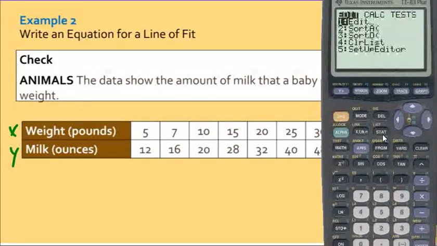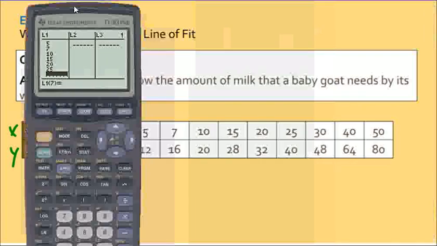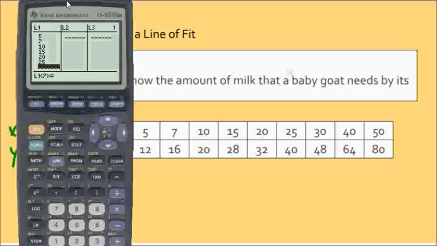So the first thing you need to do is hit Stat, go over to Edit, so hit Enter, and you want to make sure these are all clear. If you have data in there, just go to L1, hit Clear, and then hit Enter. And your weight would be your L1, so I do 5, Enter, 7, Enter, 10, Enter, 15, Enter, 20, Enter, 25, Enter, 30, Enter, 40, Enter, and then 50, Enter.